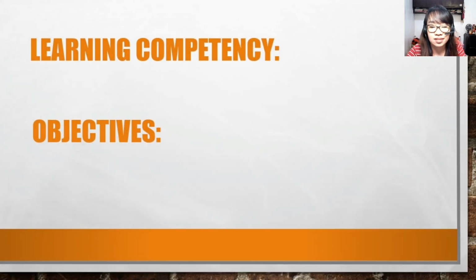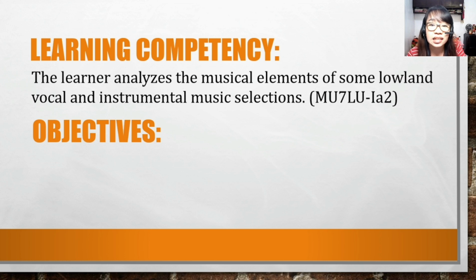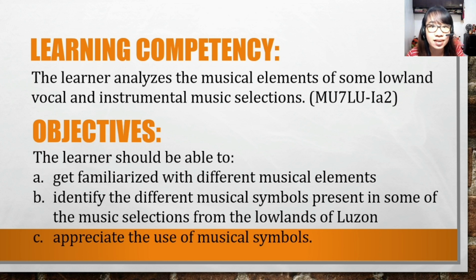Okay, for the learning competency, we have: the learner analyzes the musical elements of some lowland vocal and instrumental music selections, MU7LUIA2. Objectives: at the end of this lesson, the learner should be able to: letter A, get familiarized with different musical elements or different musical characteristics. Letter B, identify the different musical symbols present in some of the music selections from the lowlands of Luzon. Letter C, appreciate the use of musical symbols. Okay, now let's get it on.